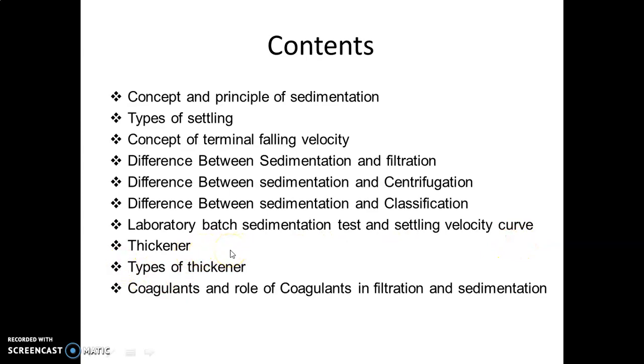Then we will discuss the thickener, which is the equipment used for sedimentation. Then we will discuss the types of thickener, and if time permits we will discuss the coagulants and the role of coagulants in filtration and sedimentation.